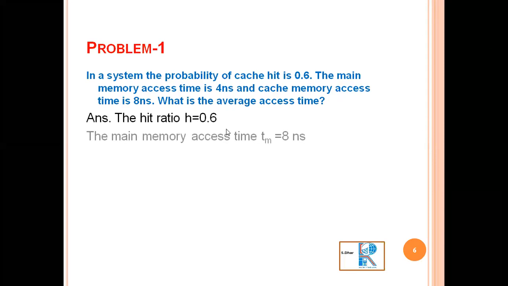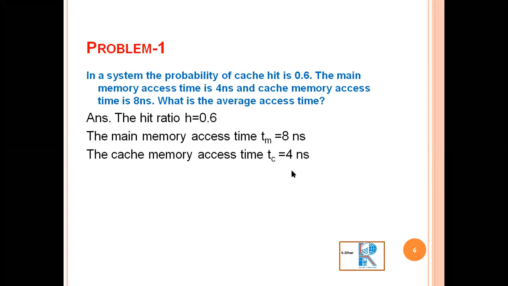Oh, there is a problem here. I have written it wrong. Main memory access time should be 8 nanoseconds, because main memory access time will always be larger than the cache memory access time. Just make it so, I have done something wrong here. It should be main memory access time of 8 nanoseconds and cache memory access time of 4 nanoseconds. It should be lower. So main memory access time is 8 nanoseconds. Clear? Then cache memory access time is 4 nanoseconds.